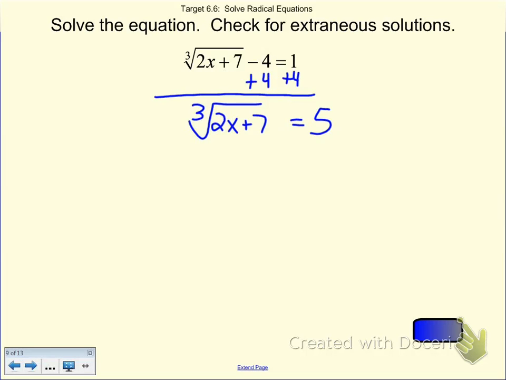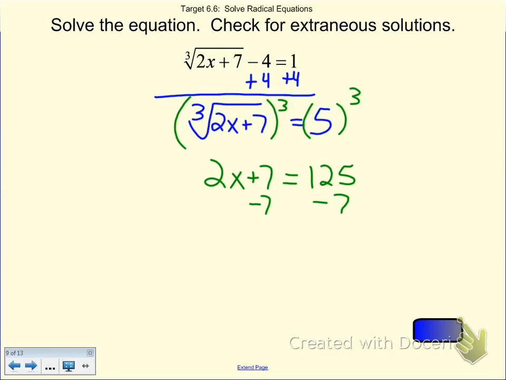Well, now you're going to say, well, what do we do now? It's a cubed root. However do we get rid of a cubed root? Well, this is how you do it. The inverse operation of a cubed root is cubing it. So we're going to cube both sides. On the left-hand side, we're left with 2x plus 7. On the right-hand side, 5 cubed is 125.